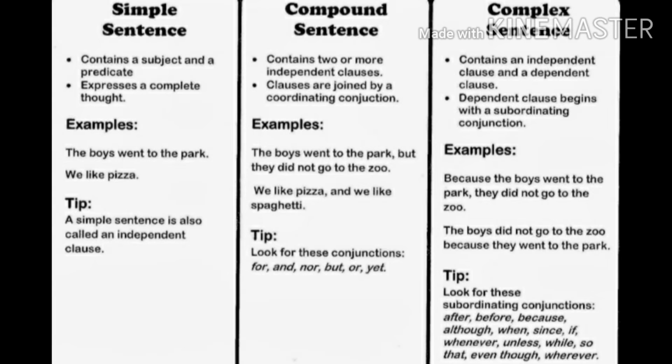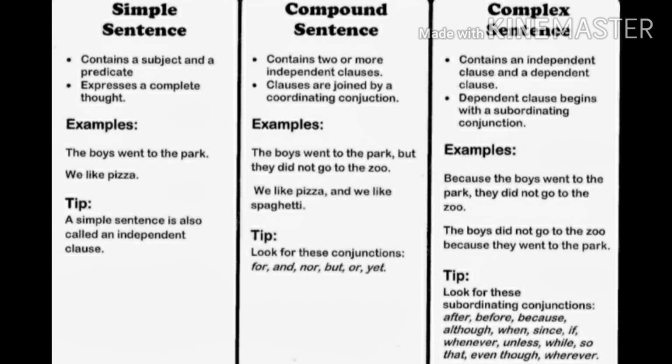Example, the boys went to the park but they did not go to the zoo. In this sentence, but is coordinating conjunction. We like pizza and we like spaghetti. In this sentence, and is coordinating conjunction. Look for these conjunctions: for, and, nor, but, or, yet. These are all coordinating conjunctions. If these conjunctions are used in a sentence, it means the sentence is compound sentence.